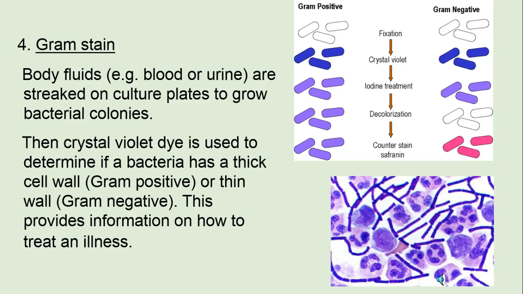When we take a sample, such as blood or urine, we're going to streak it on that agar plate, and then we're going to stain it with crystal violet. And if it picks up that purple stain, then we call it gram-positive, has a thick wall. Or if it doesn't, then we have a thin wall, gram-negative. And this is going to tell us how to treat the patient.